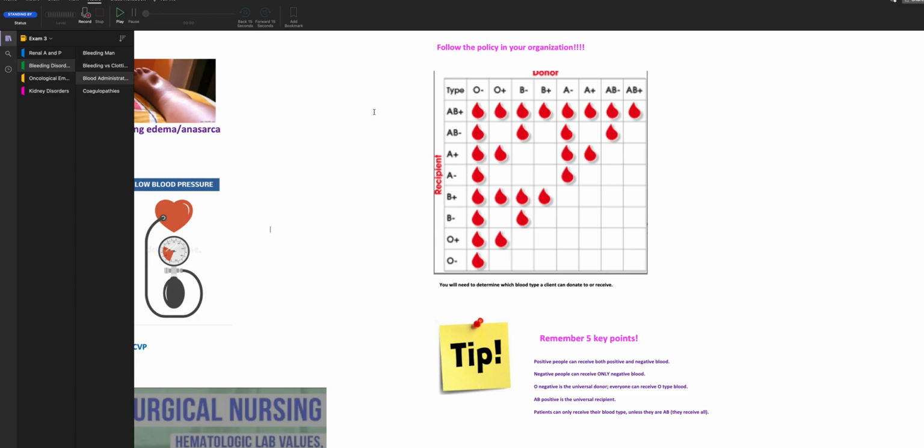Okay. Patients can only receive their blood type and O negative unless they are AB positive, and then they can receive all blood types. Okay. So the mistake I usually see students make, like if somebody's A positive, they cannot get AB blood. They can get A blood, A minus, A positive, and they can get O positive and O negative. Okay, so that's usually what I see students mess up on.